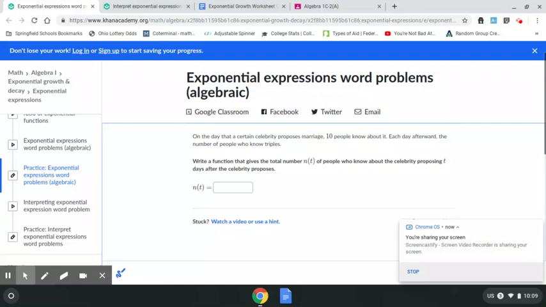All right, let's take a look at the next set of practice problems here. Exponential expressions, word problems, algebraic style. On the day that a certain celebrity proposes marriage, 10 people know about it. Each day afterward, the number of people who know triples. So in this case, triples is the key word here.